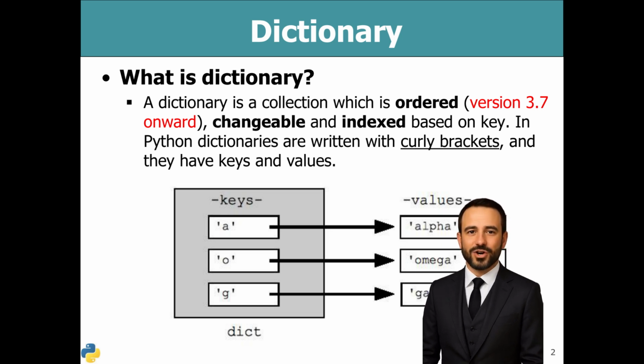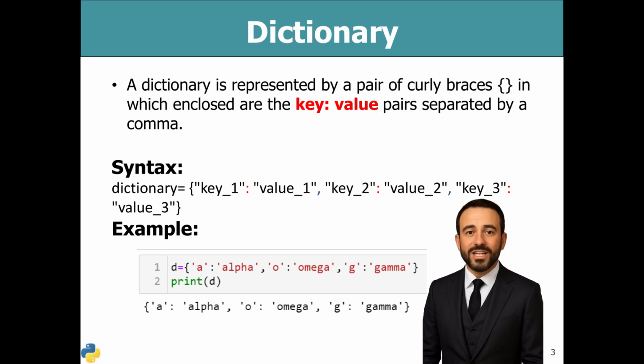As clearly illustrated in this diagram, keys such as O and G act as unique identifiers. These keys directly point to their corresponding values, alpha, omega, and gamma, respectively. This visual representation helps to understand the one-to-one mapping between keys and values, which is a cornerstone of how dictionaries function in Python.